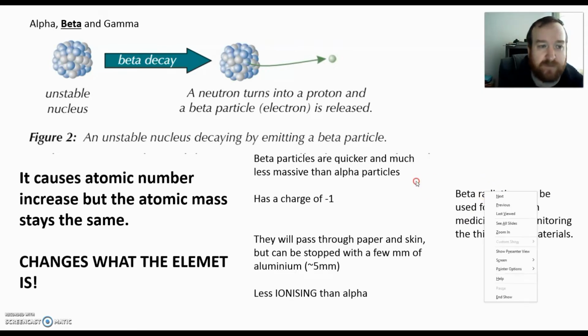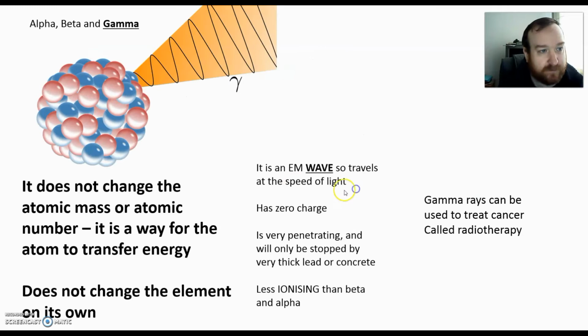Now, next one is gamma rays. Gamma rays are different. They do not change the atomic mass, and they do not change the atomic number of an atom when it's emitted. Okay, because they don't have any mass and they don't have any protons. Okay, it's a way for atoms to transfer energy. Now, it normally happens together with alpha and beta emission. When something gives out an alpha particle, there's a good chance it's going to give out some gamma rays as well. Not always, but sometimes.